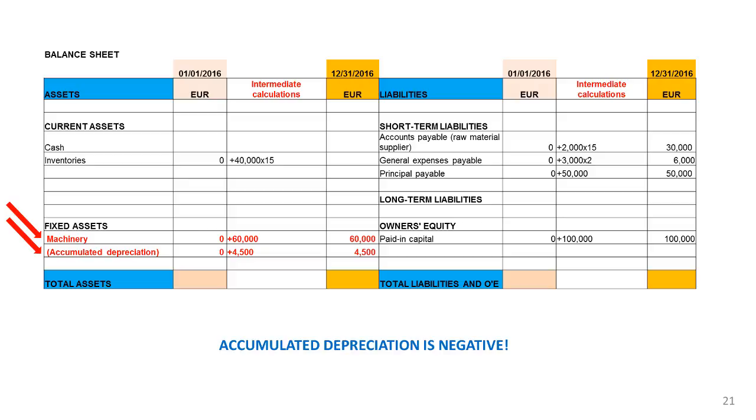One important remark regarding accumulated depreciation. That's an asset account that reduces the net value of the corresponding fixed asset. That's why accumulated depreciation is always negative.